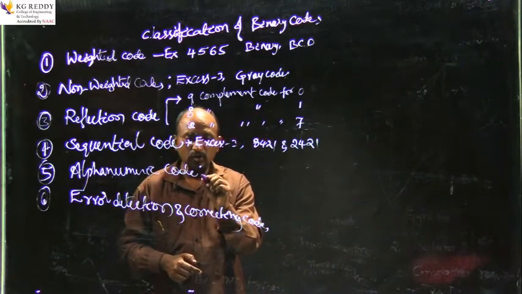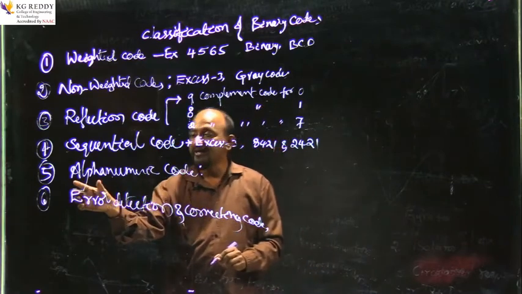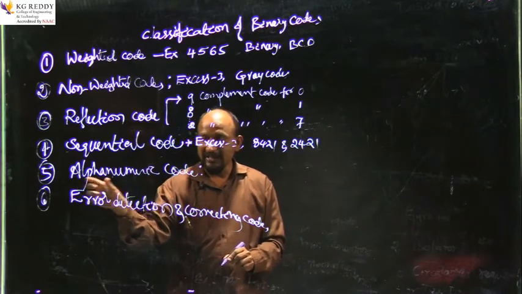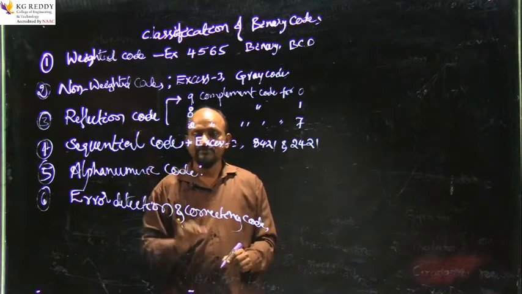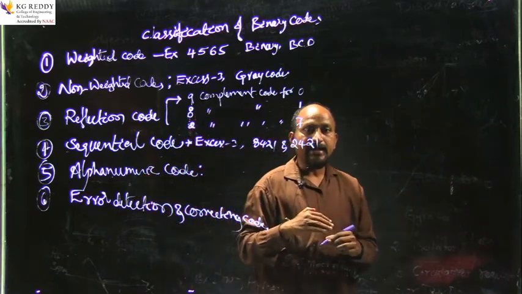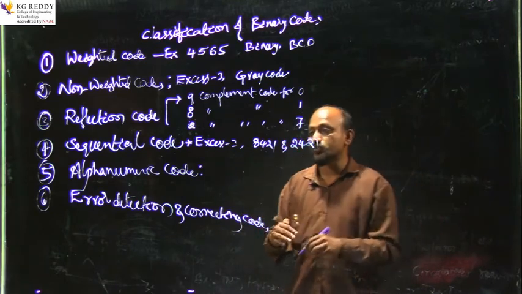In alphanumeric code, the name itself has the meaning: the code which consists of alphabetical letters along with numerical letters. That means a combination of alphabetical characters and numbers is called an alphanumeric code.